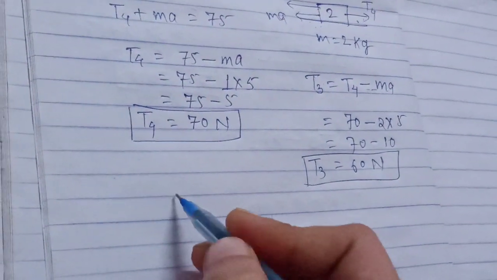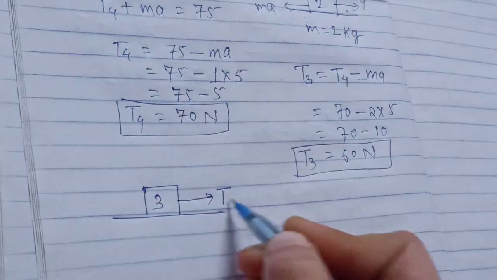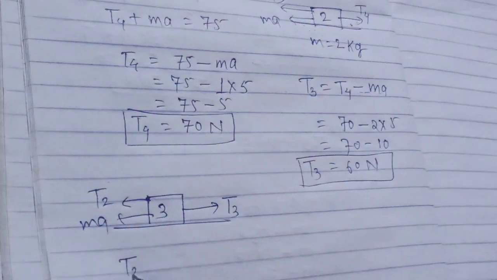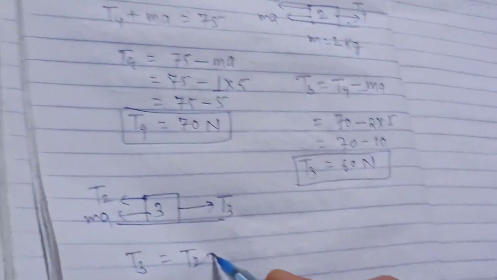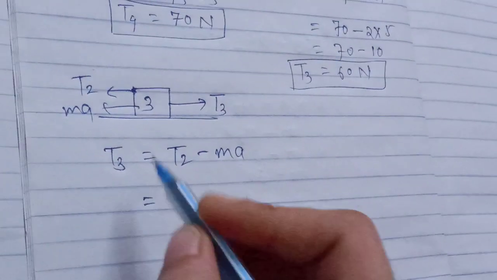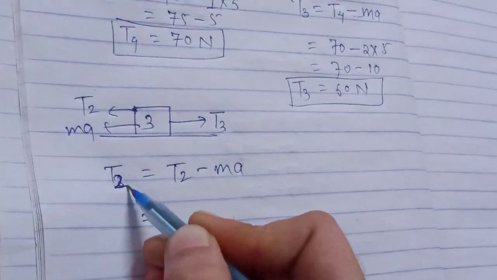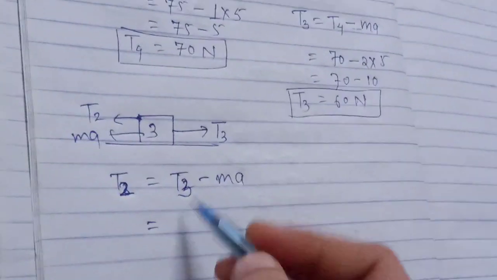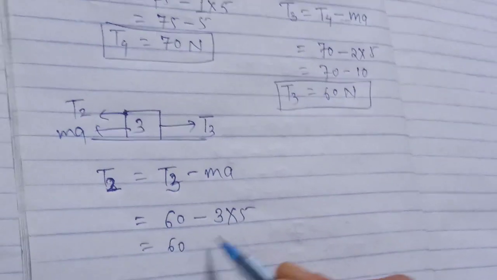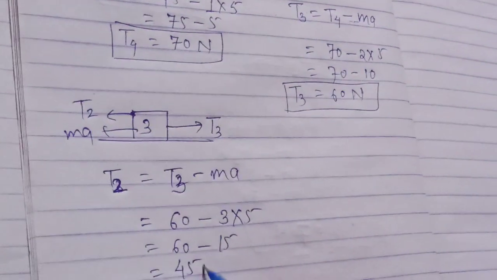For T2, we take the block 3 kilogram. T3, T2, MA. I hope you understand what the trick is, and you can solve the whole question on your own. T2 and T3. T2 is equal to 60 minus M, which is 3, into 5. 60 minus 15 is equal to 45 Newton.